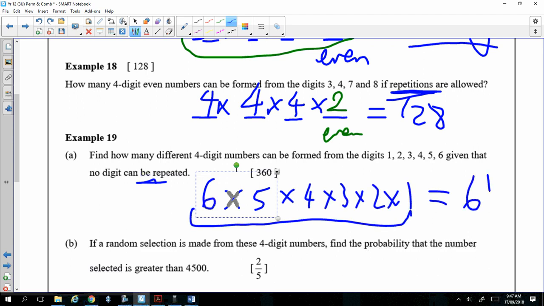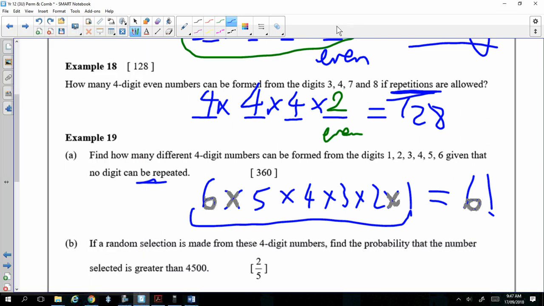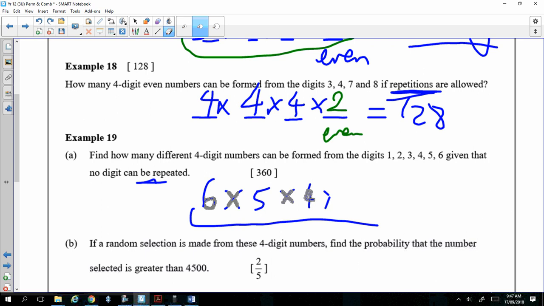6 factorial. Oh, it doesn't work, because it's a 4-digit number. Oops. So we have to delete this. So it's 6P4. 6, right? Because he got rid of 2. Yeah, 360. Okay, good.